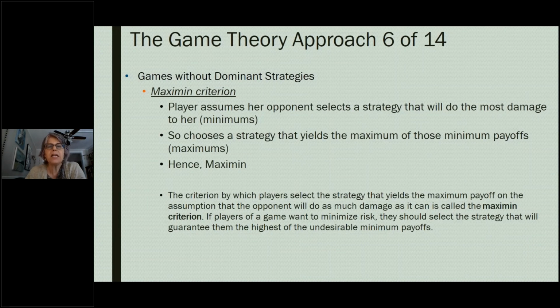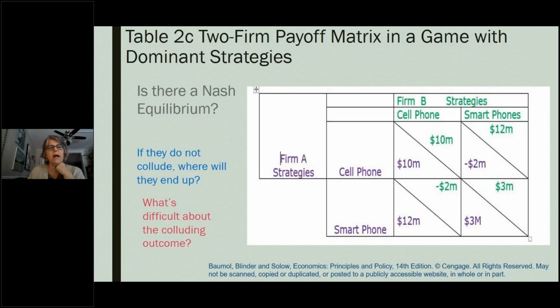The maximin criterion, I don't have an example of that, but it's just the idea that if you know that your rival is out to screw you, that their main goal in life is to hurt you, then you're going to pick the solution that's the less bad of each of them. I don't have an example of that.